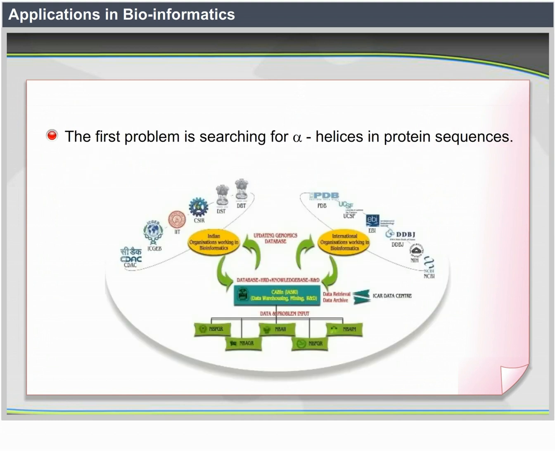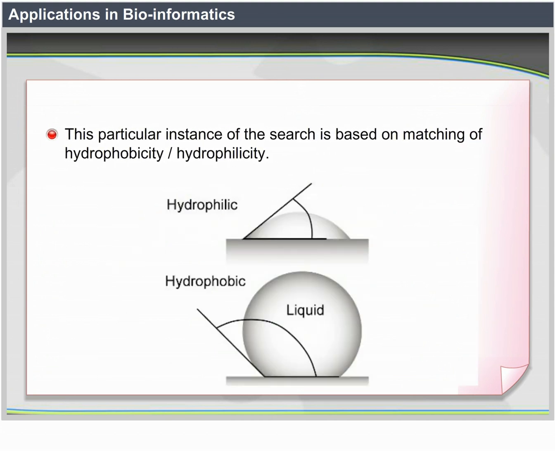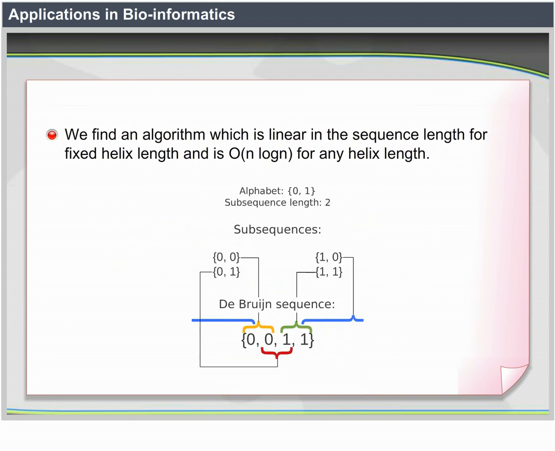The first problem is searching for alpha helices in protein sequences. This particular instance of the search is based on matching of hydrophobicity or hydrophilicity. We find an algorithm which is linear in the sequence length for fixed helix length and is big O of n log n for any helix length.